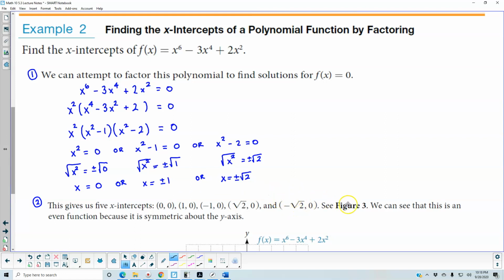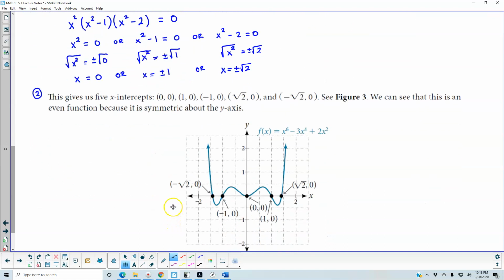And in figure 3, we can see that this is an even function because it is symmetric about the y-axis. So let's take a look here. Here are our x-intercepts. We can see that it's symmetric. It rises on the left, rises on the right, and we know that it's an even function.